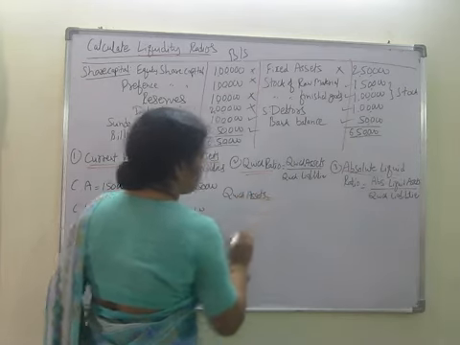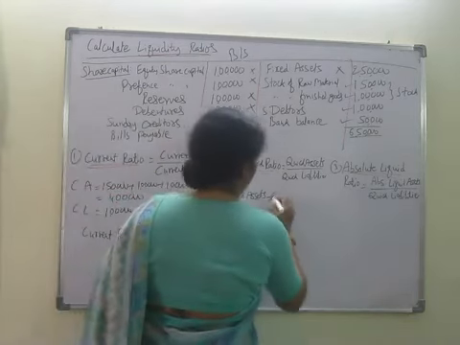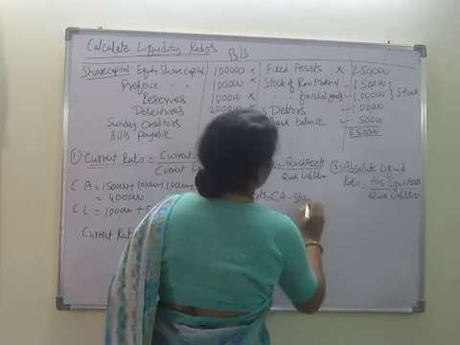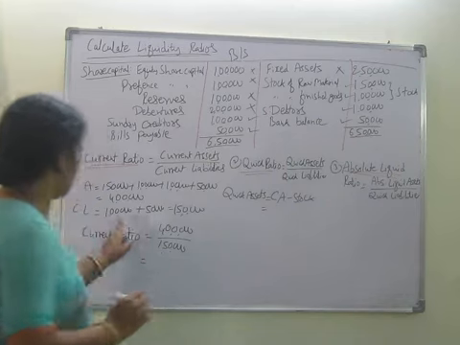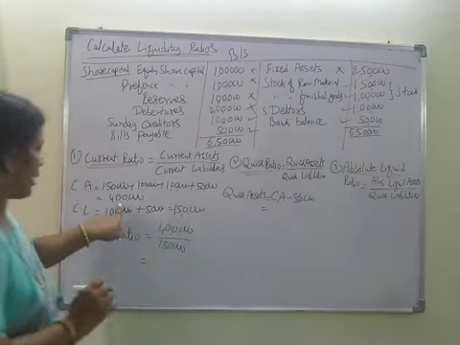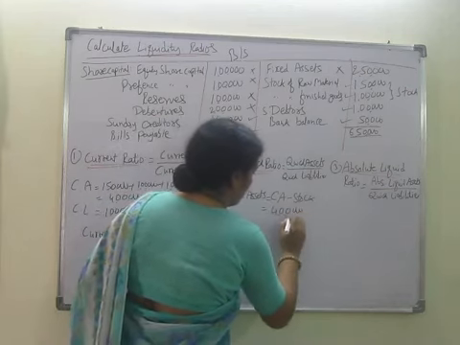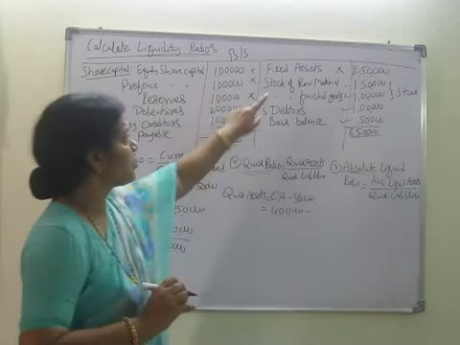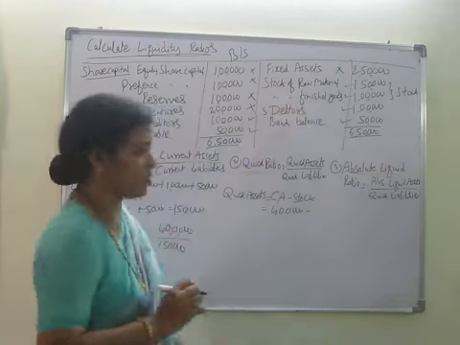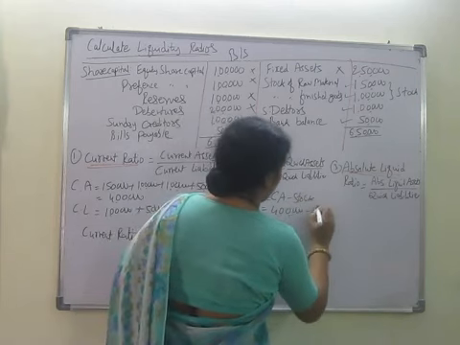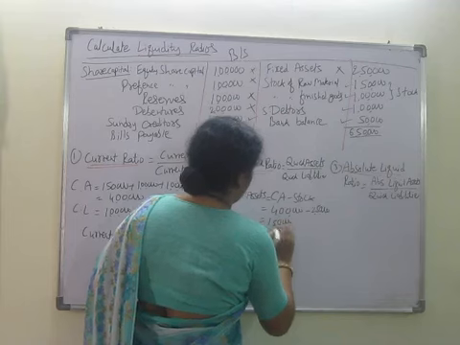What is the formula for quick assets? Current assets minus stock or prepaid expenses. We don't have prepaid expenses here, so we'll deduct only the stock. Current assets are, we know, 4 lakh. Minus stock. Stock means both 1,50,000 plus 1 lakh, stock of raw material and stock of finished goods. Total comes to 2,50,000. So quick assets come to 1,50,000.